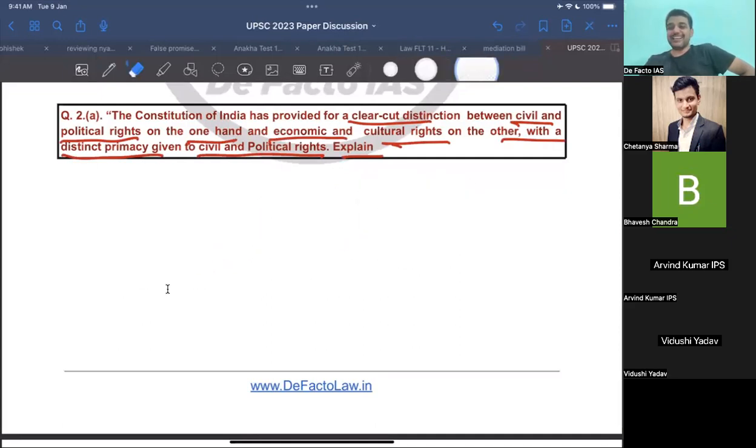But if you look very closely, in fact, those who are in the foundation batch must be remembering, I have taught international law.